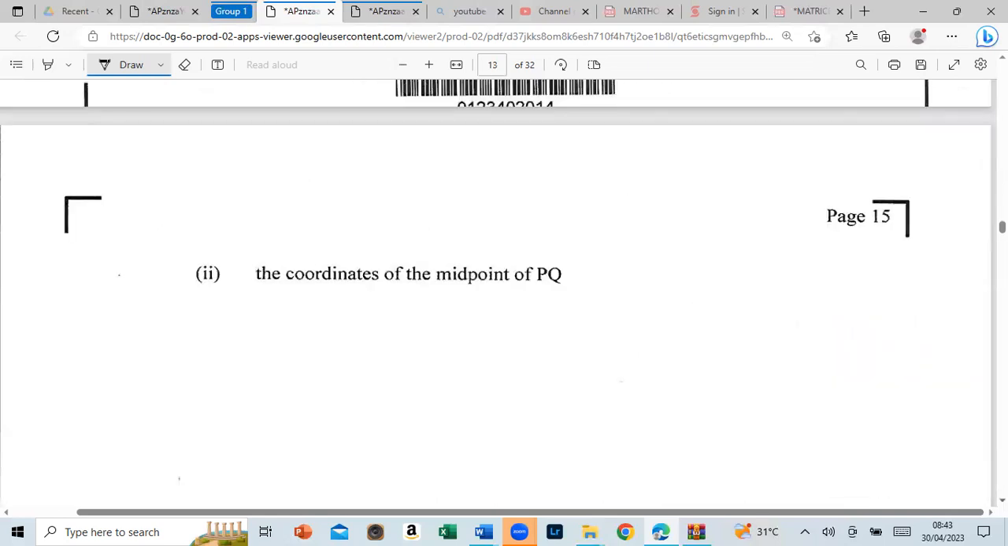The coordinates of the midpoint of PQ. So it's going to be X1, I don't remember the coordinate though. X1 plus X2.